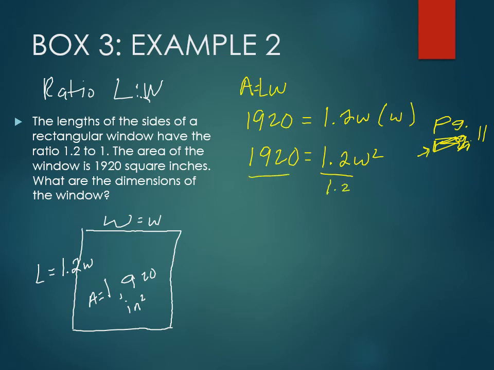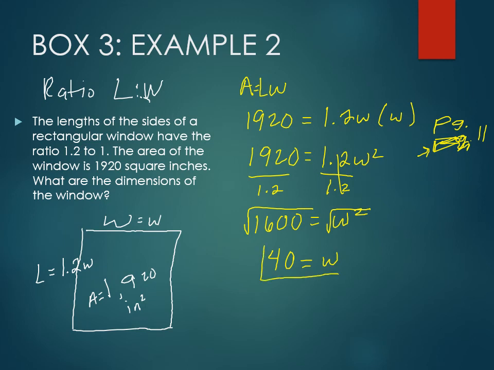What is 1,920 divided by 1 and 2/10? Anybody? Everybody? 1,600. Okay? And then, thank you. I'm going to take the square root. And the square root of 1,600 is 40. So we know that the width equals 40. Boom, there's our width.